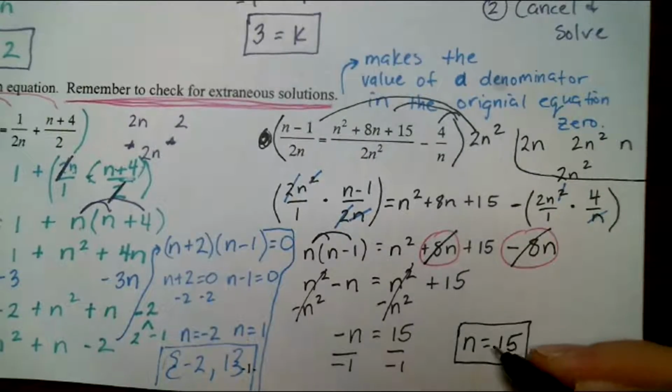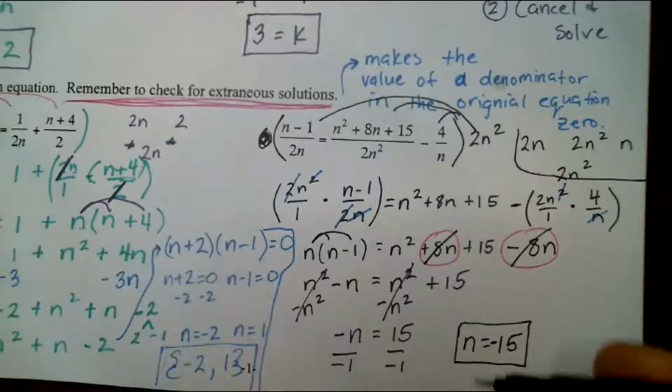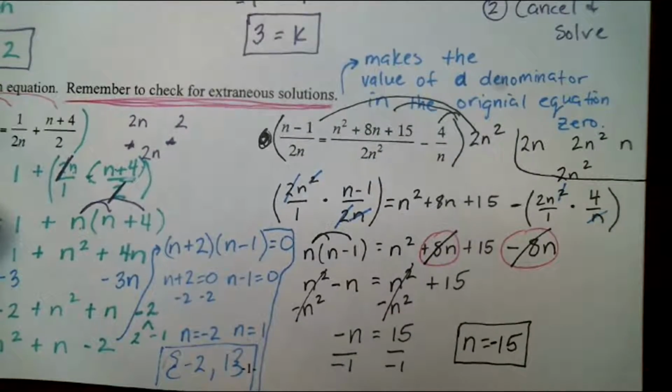Negative 15. You're right, Tara. Sorry. Negative 15. Negative 15 because 15 divided by -1 is negative 15. Yes, Maddie, you're correct. Sorry about that. I'm all over the place today.